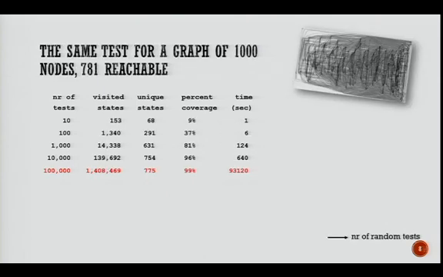So if you increase the size of the graph, here's a randomly generated graph of 1,000 nodes and 2,000 edges. 781 states are now reachable from the initial state. If you do that again, you see that even if you do 100,000 random tests of 500 steps in this graph, starting at the initial state, you still don't reach all the nodes. You reach 775 out of 781. And so the number of random tests that you have to do goes up exponentially with the size of the graph. So that also doesn't sound very good, right?